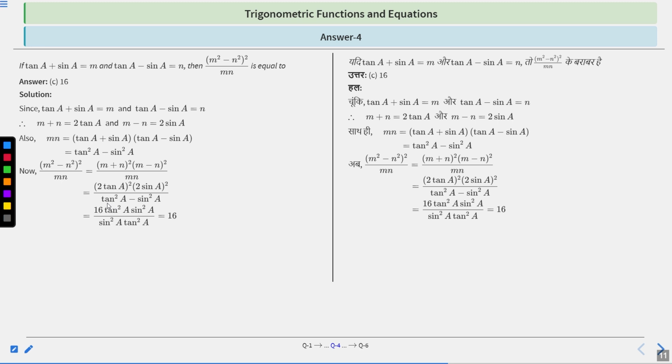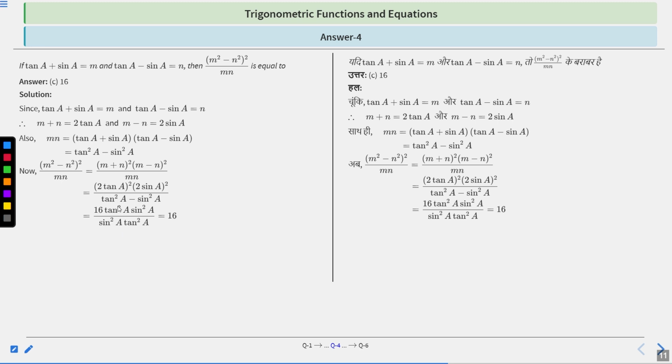Therefore, the numerator is basically 16 tan square A sin square A, and the denominator, when you simplify tan square A minus sin square A, you will get sin square A into tan square A, right? Sin square A into tan square A. How will you simplify it?